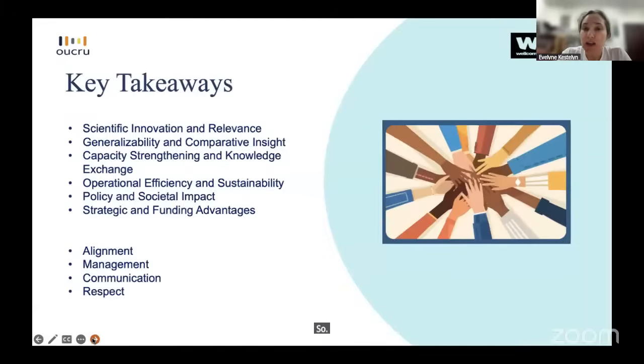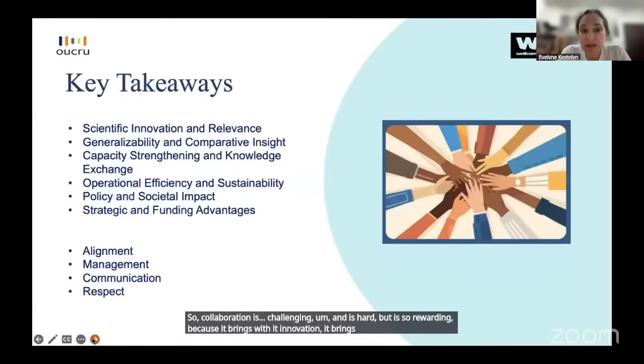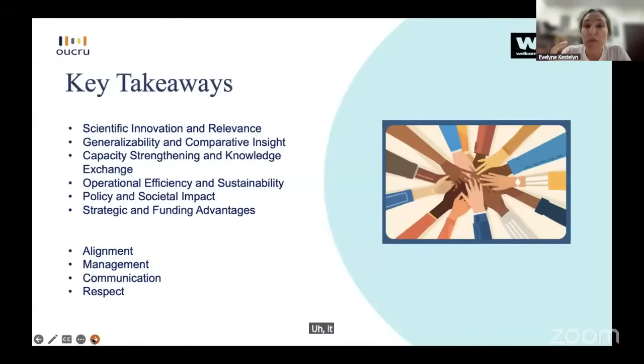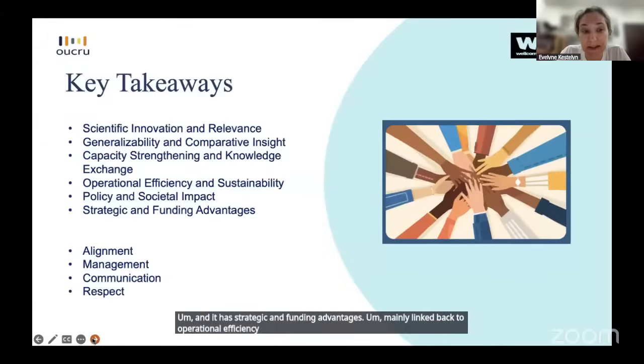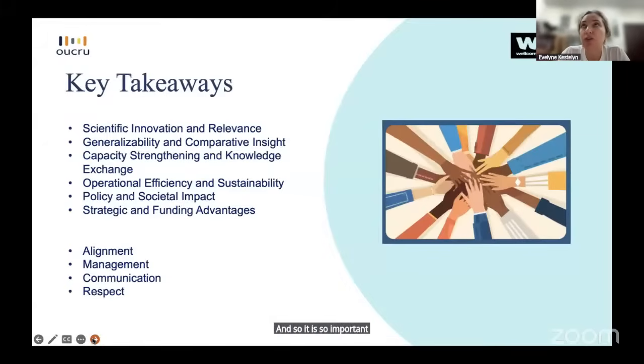So collaboration is challenging and hard, but so rewarding because it brings with it innovation, creativity, and bigger impact through generalizability. But it can also lead to capacity strengthening and knowledge exchange. It can lead to bigger policy and societal impact, and it has strategic and funding advantages, mainly linked back to operational efficiency and sustainability.